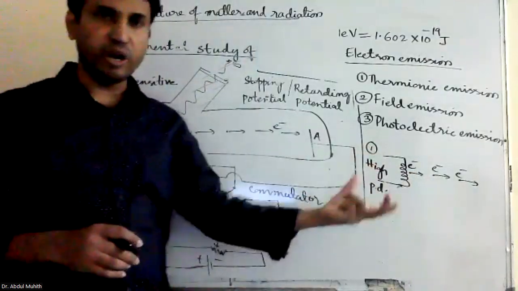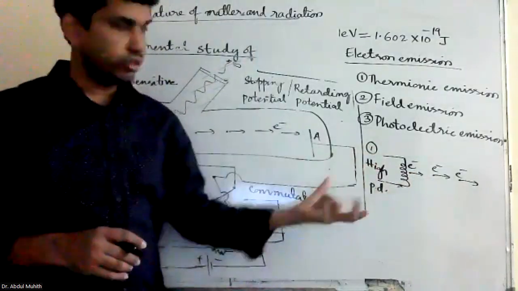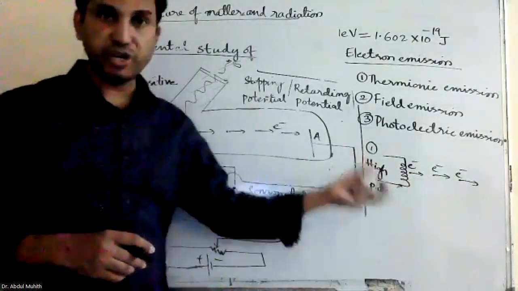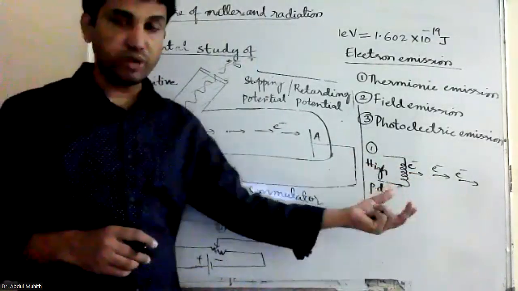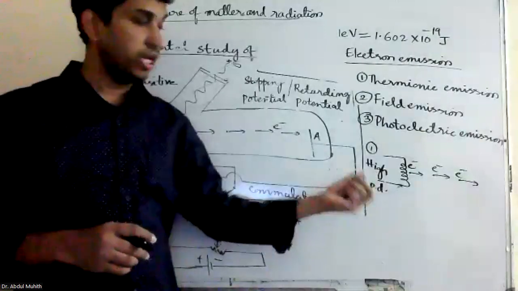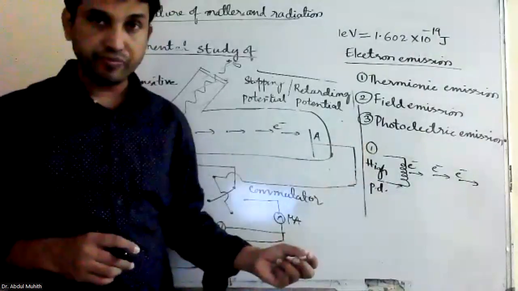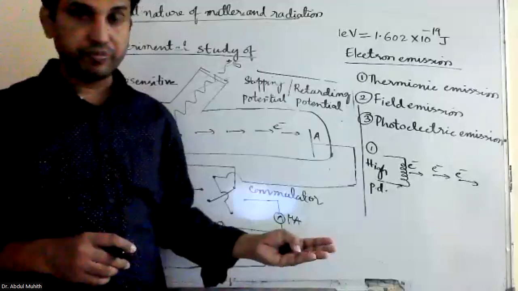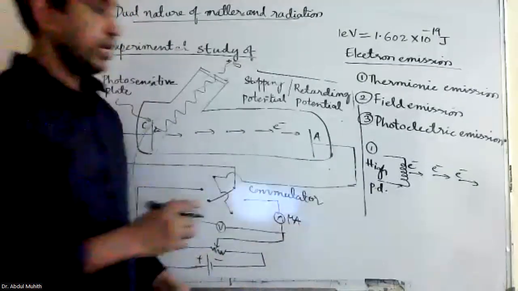Okay, it becomes red hot and starts giving out the electrons. So this phenomenon is known as thermionic emission, and the electrons which are coming out from the filament are known as thermal electrons. Is that clear? Yes, sir.